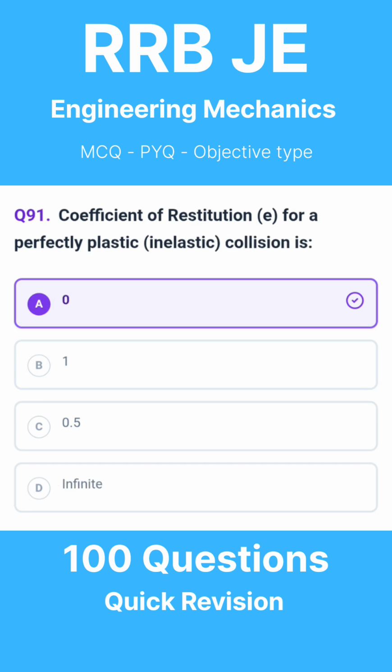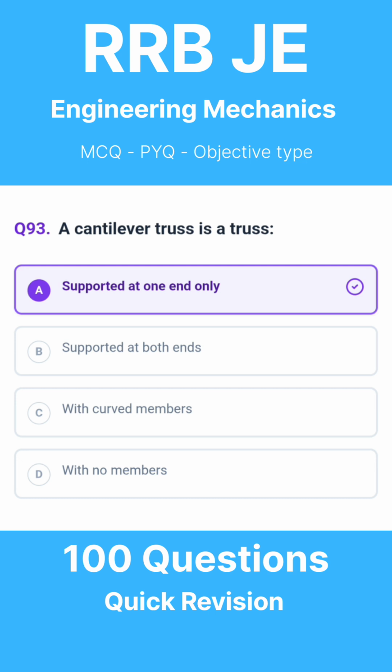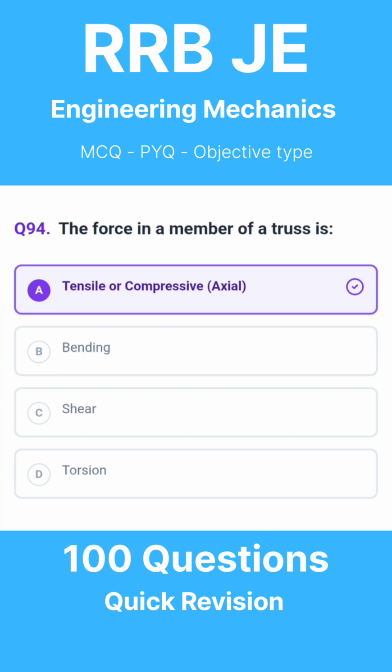Question 91. Coefficient of restitution E for a perfectly plastic, inelastic collision is. The correct answer is 0. Question 92. Ideally, the efficiency of a single fixed pulley is. The correct answer is 100%, VR equals 1, MA equals 1. Question 93. A cantilever truss is a truss. The correct answer is supported at one end only. Question 94. The force in a member of a truss is. The correct answer is tensile or compressive axial.